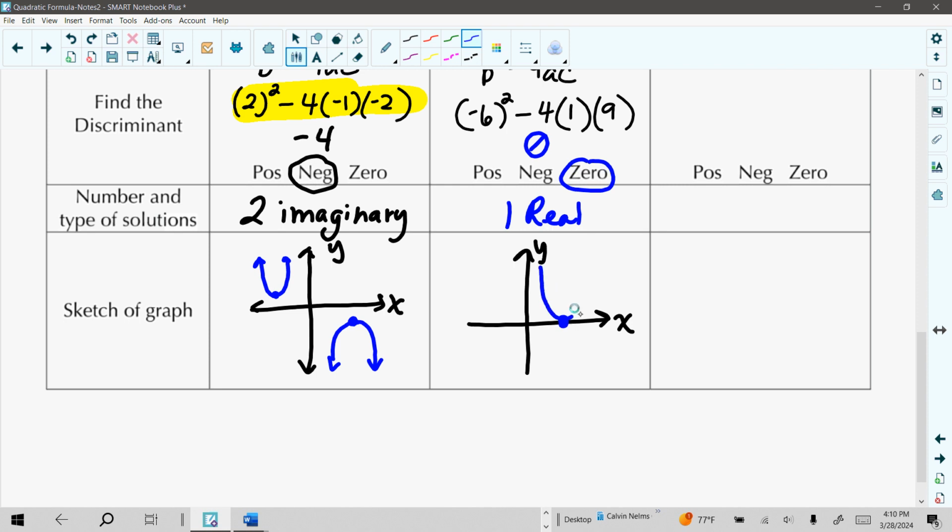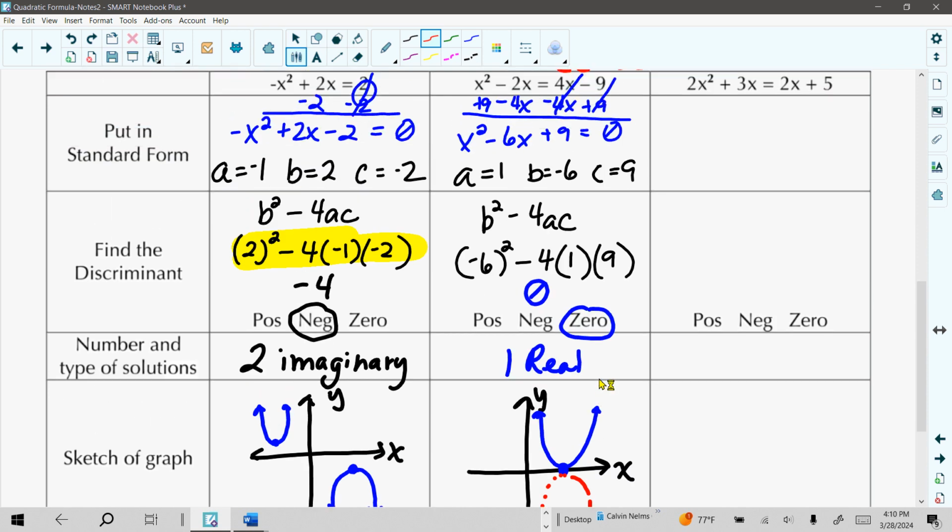So you have your parabola doing something like that. It could open down. Like I could have it reflect and open down here, but it only touches, I'm just kind of showing, it only touches it one time on the x-axis.